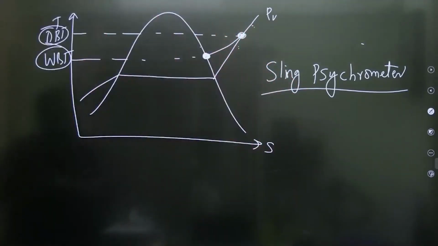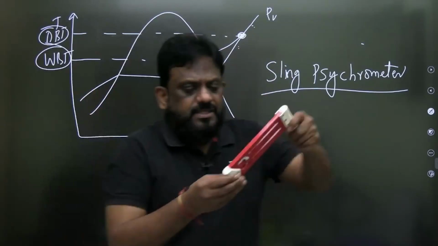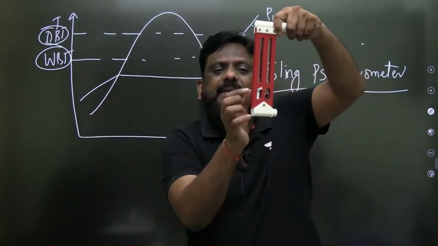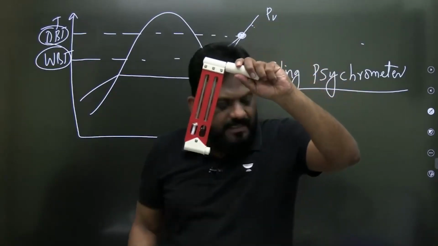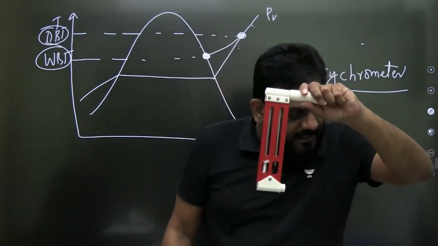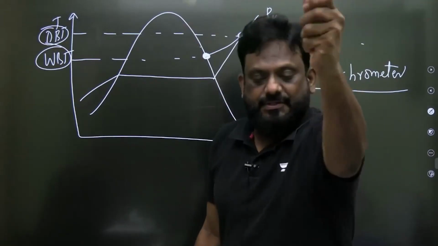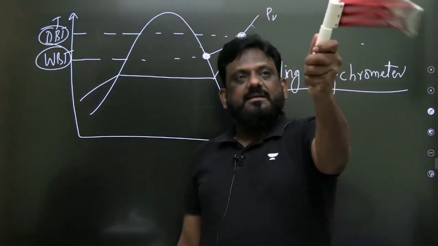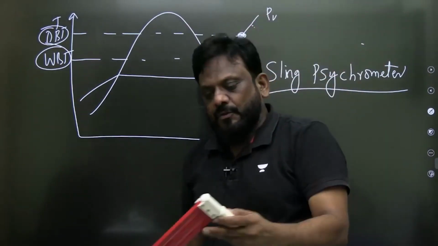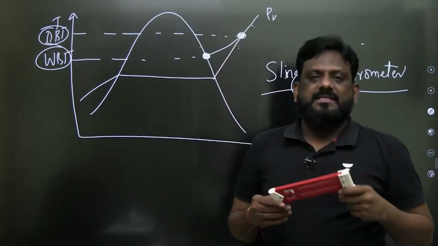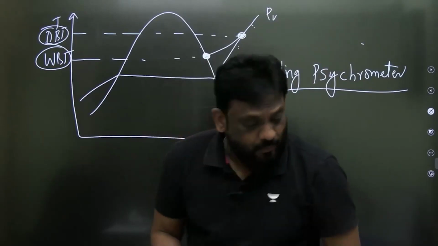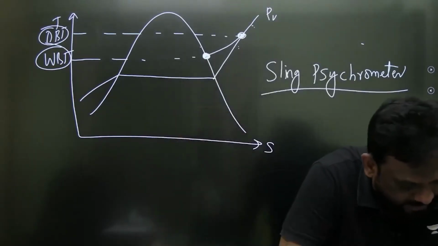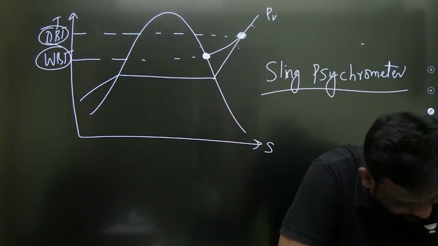If I keep it like this only, there is no free flow of air. So for causing the free flow of air, we rotate like this. This is known as sling psychrometer. After, say, half a minute or so, you can easily record temperatures. Now I will give you the physical feel.